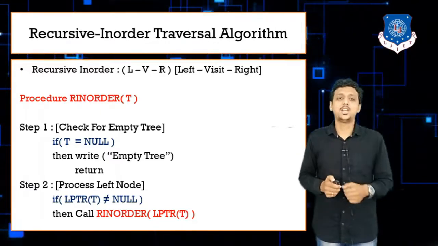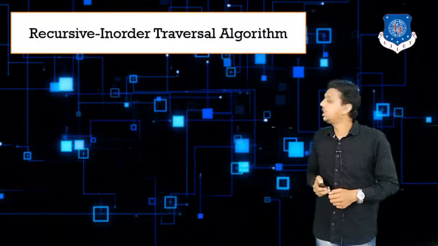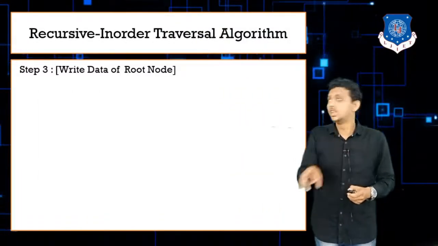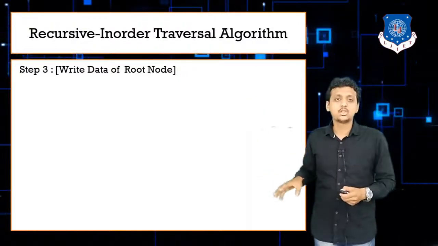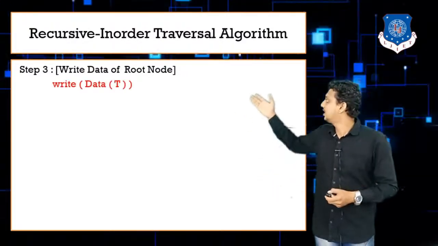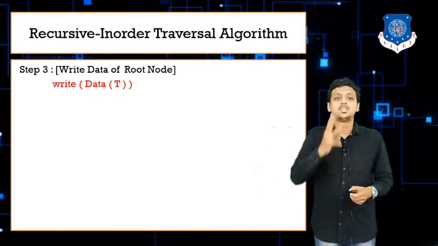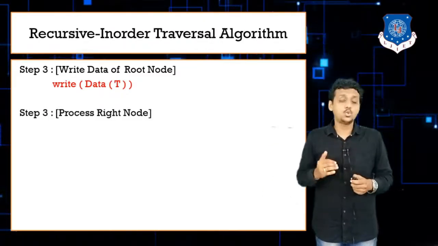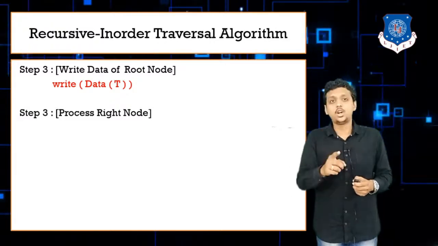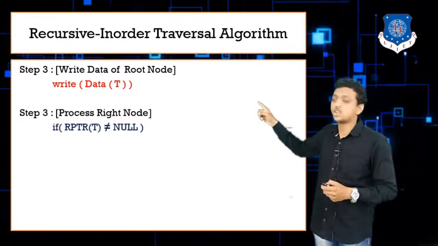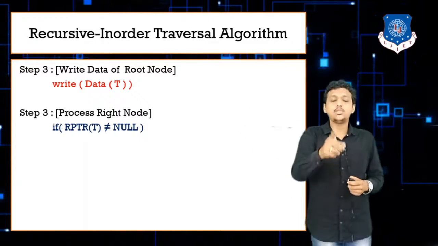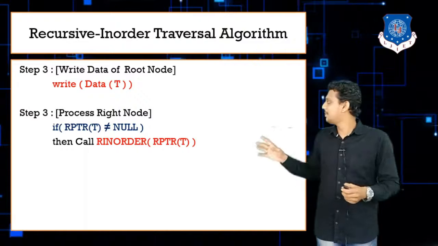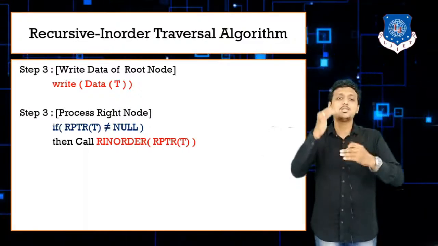Now step number 3, where we write the data. That means visit the root node, so just write the data of t. Now step number 4, move towards the right side. Before moving to the right side, I need to check whether my right child exists or not. My condition is, if RPTR of t is not equal to null, then call the function Inorder for RPTR of t. It is the same as previous, only the sequence of steps is different.